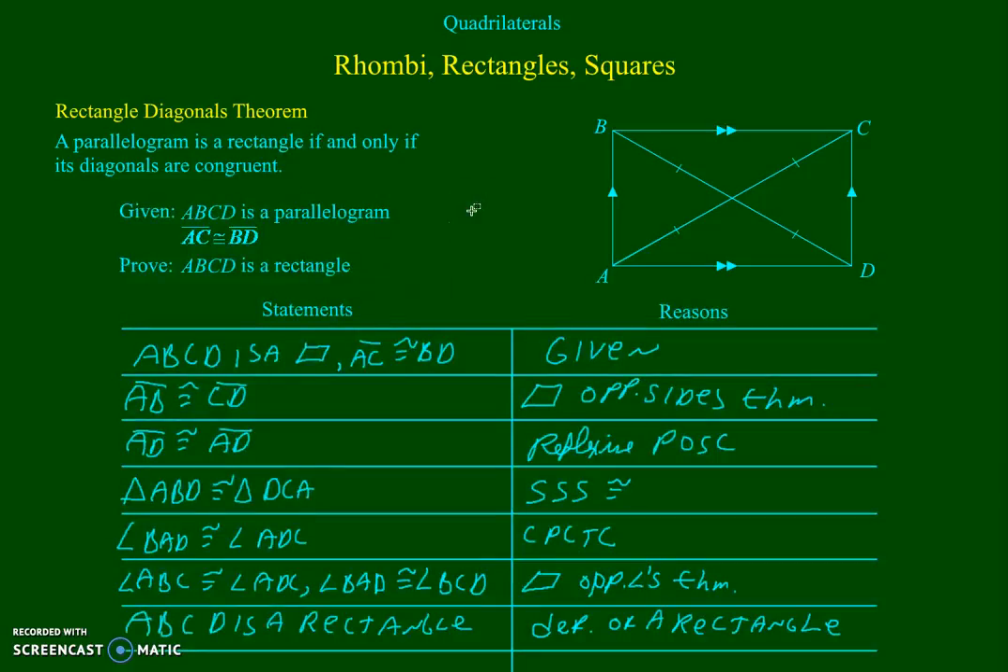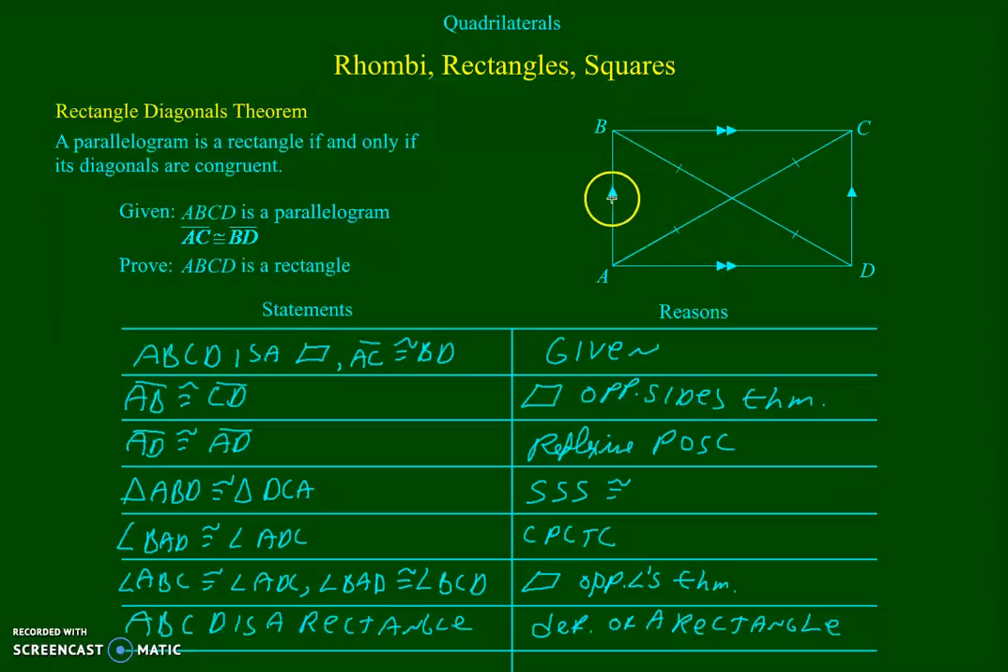The part of this theorem we're going to prove is we're given a parallelogram ABCD, and the diagonals AC and BD are congruent. And we want to prove that ABCD is a rectangle. The plan for this proof is I want to show that this triangle is congruent to this triangle. We already know that this side is congruent to this, because that was given to us. We're going to use the fact that opposite sides of parallelograms are congruent, and this triangle and this triangle both share side AD. So we're going to show these two triangles are congruent.